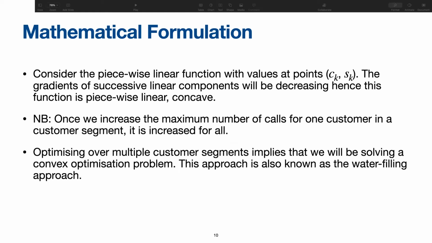So consider the piecewise linear function with values at points C sub k and S sub k. So the gradients of the successive linear components will be decreasing, and as I mentioned before, this would eventually result in a piecewise linear concave function. So once we increase the maximum number of calls for one customer in a customer segment, we would do it for all customers in that segment. Now, optimizing over multiple customer segments would imply that we'll be solving a convex optimization problem. And this approach is commonly known as the waterfall approach.